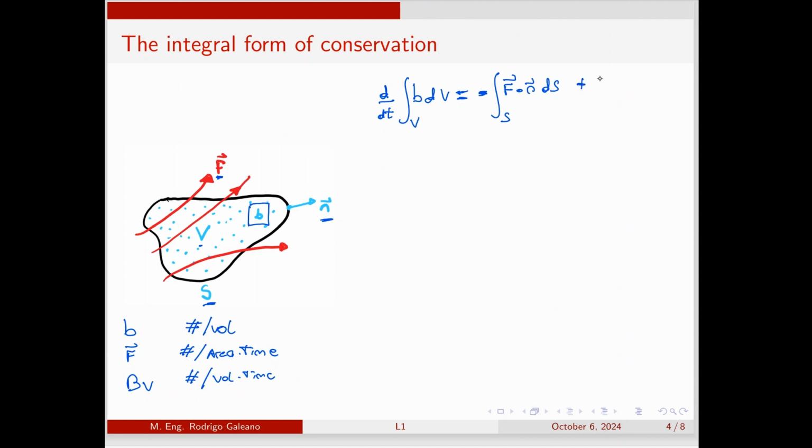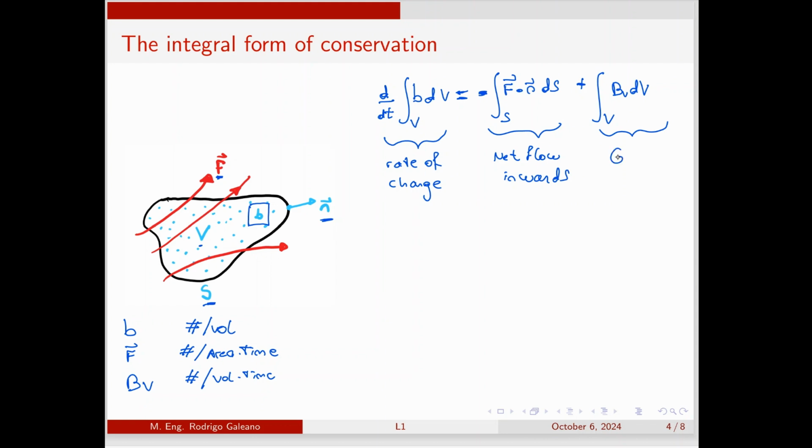Now, we have to take into account the generation term, which is given by the integral of B_v over the whole volume. Now, this is the total rate of change. This is including the negative sign, the net flow inwards, and this is the total generation term. And this is known as the integral form of conservation. This is also known as the weak form because it tells us the conservation principle in a certain average or aggregate way.